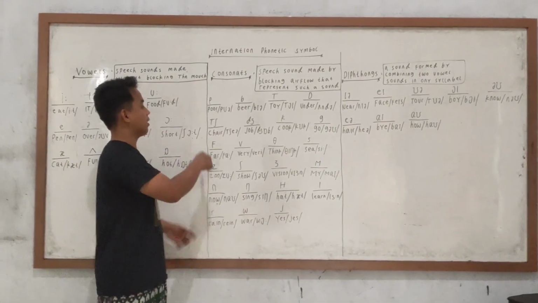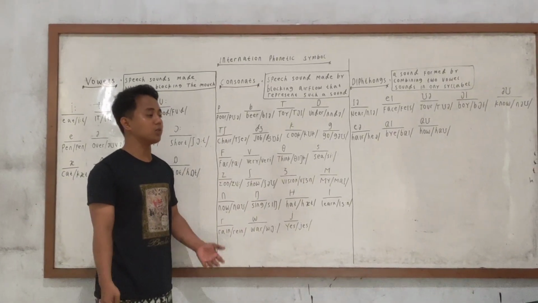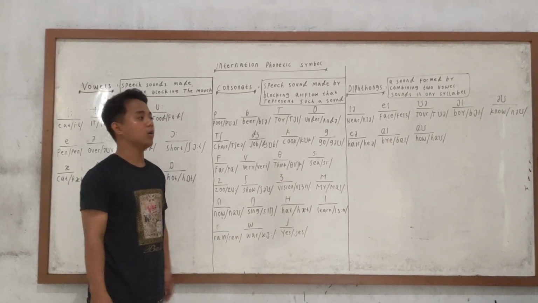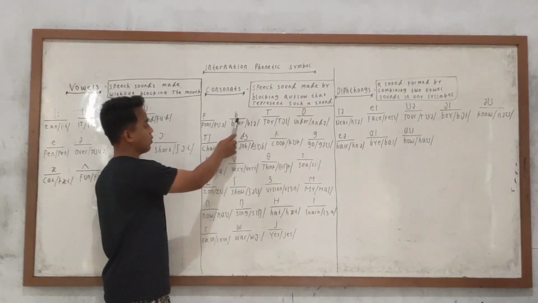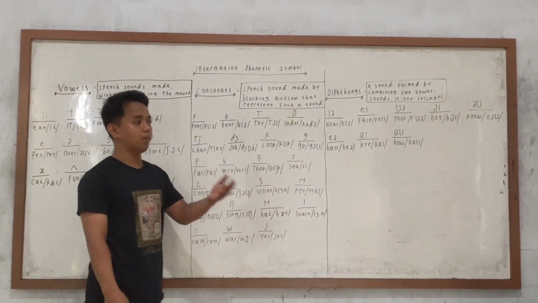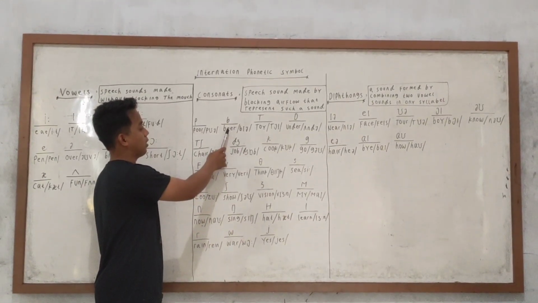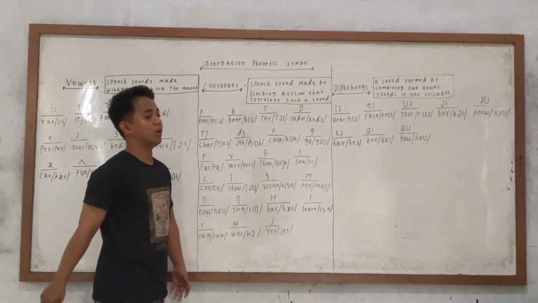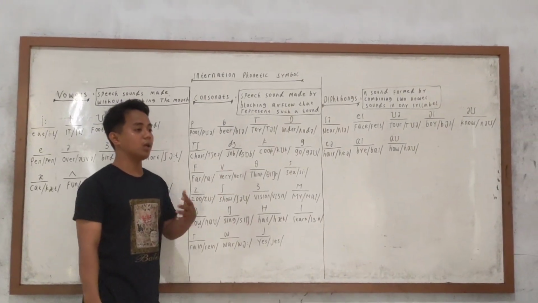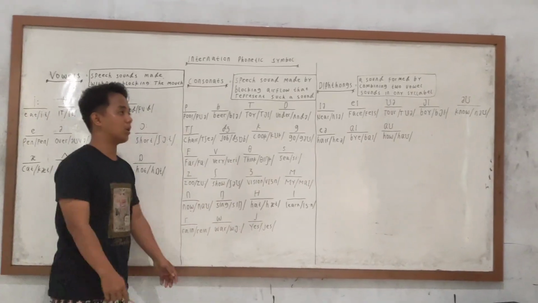Like "poor". In British you say "poor", but in American it's "poor" with a different vowel. Next is this one, B, with the airflow. Like "beer" and "bear". In British we say "beer", but in American it's "bear".